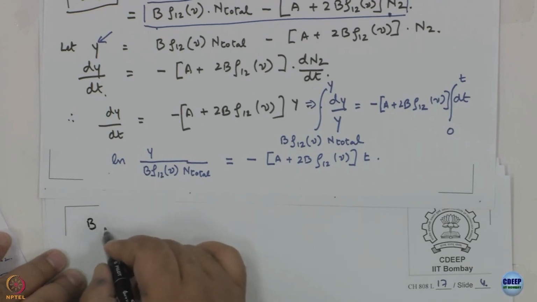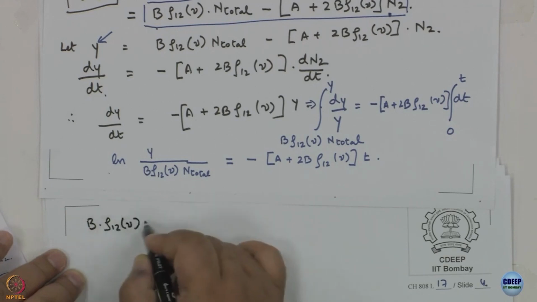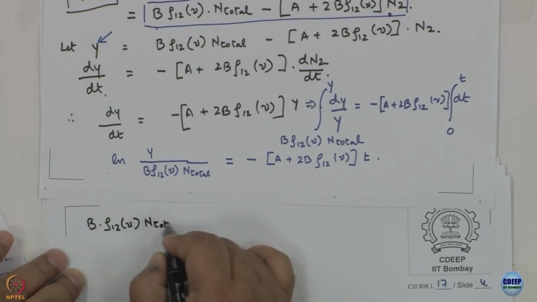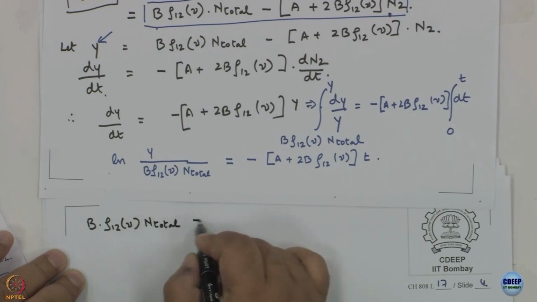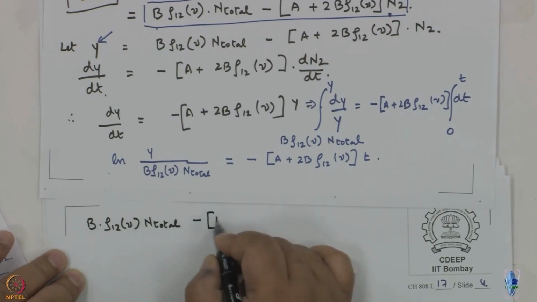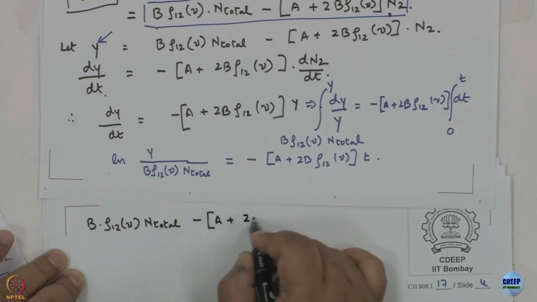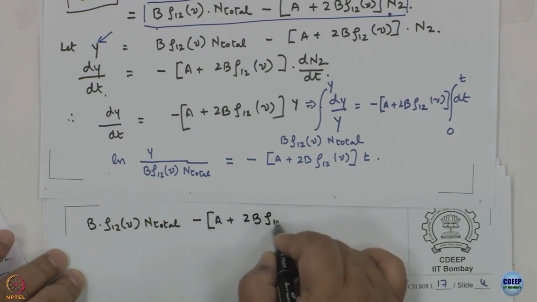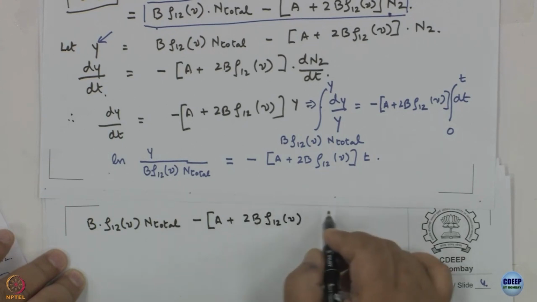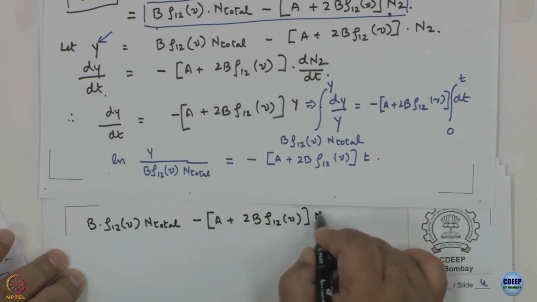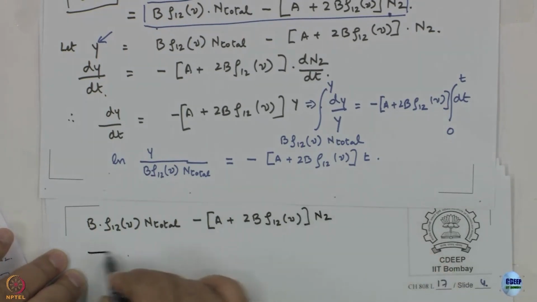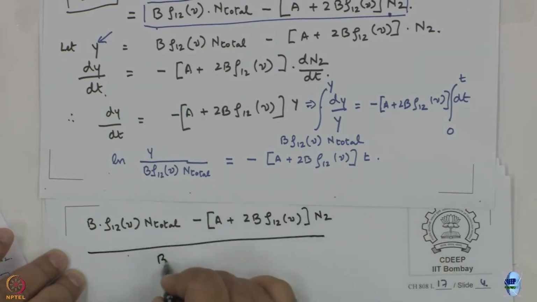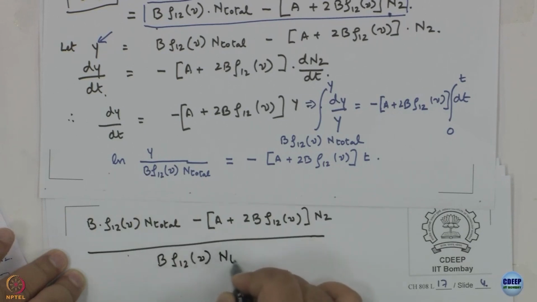B into rho 1 2 of nu n total minus A plus 2b rho 1 2 of nu into n2 divided by b rho 1 2 of nu n total.